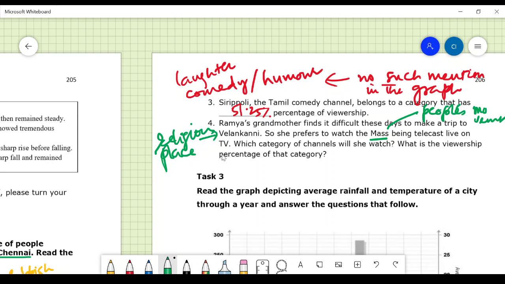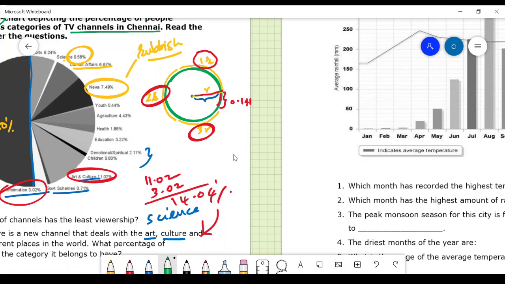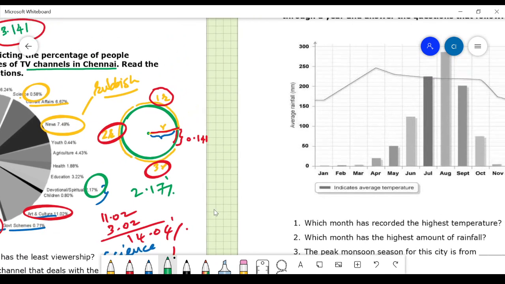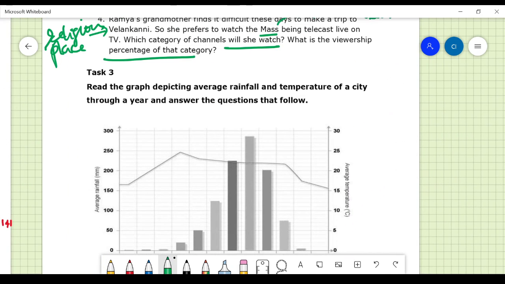Which category of channel will she watch? What is the viewership percentage of that category? So if you look back at that, you can see that it is devotional and spiritual, about 2.17%, only very less. But actually, there will be something of great value more than that. So you can just say that it is 2.17% only. Okay.